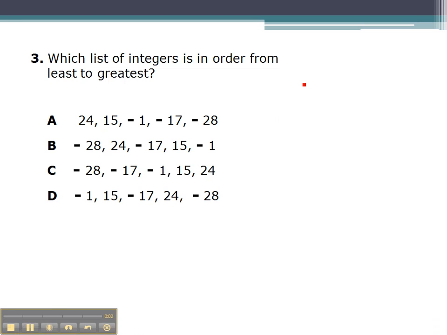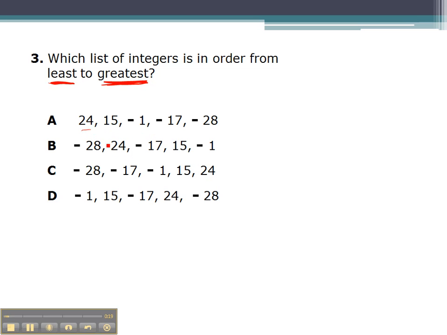Okay, continuing our six weeks review with problem 3. Which list of integers is in order from least to greatest? So that's key right there. We're looking for least to greatest. Looking at these answer choices, they have all the same integers, just in different orders.